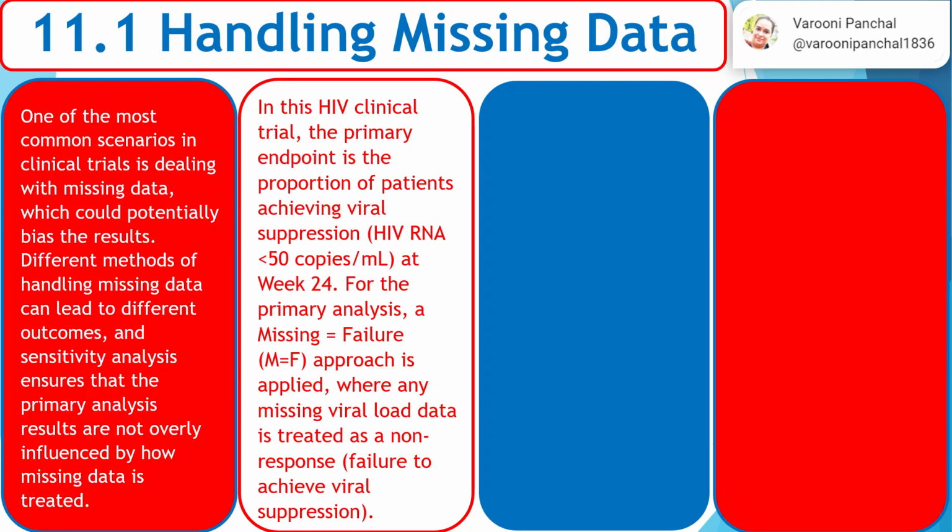In this HIV clinical trial, the primary endpoint is the proportion of patients achieving viral suppression, HIV RNA less than 50 copies per milliliter, at week 24. For the primary analysis, a missing equals failure, M equals F approach is applied, where any missing viral load data is treated as a non-response, failure to achieve viral suppression.